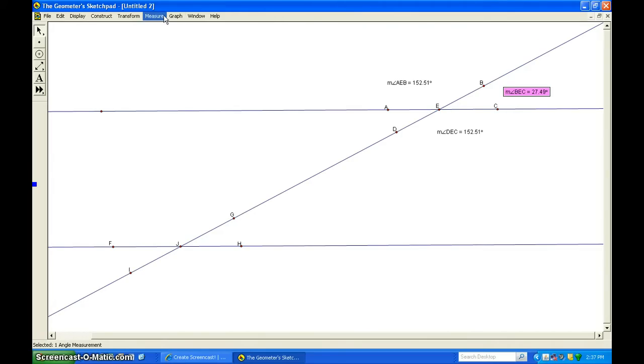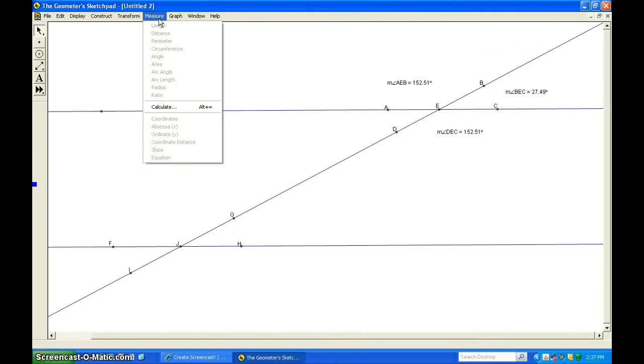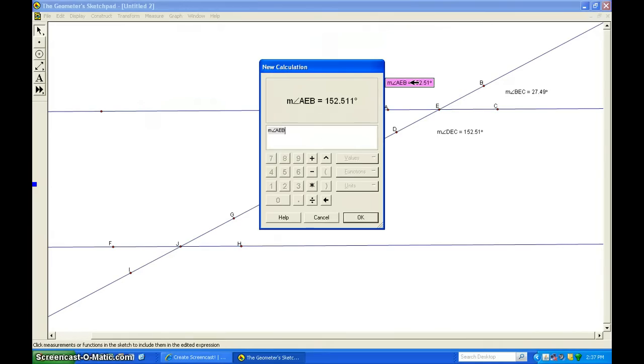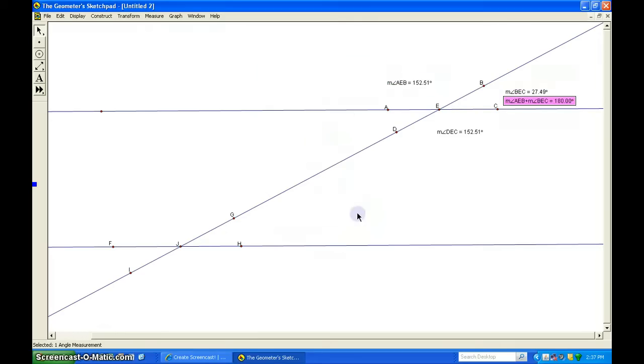Okay. Now we can add those, or we can let the computer do it too. Measure, calculate. I'm going to click on this one. I'm going to say plus this. And there's our answer. So those are supplementary. Now let's go ahead and measure AED.